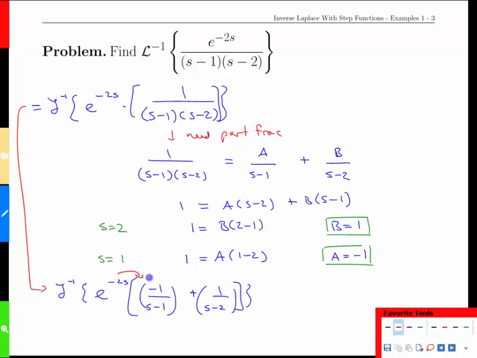And then what we're going to do is distribute that exponential into both terms. So we're going to have the inverse Laplace of e to the negative 2s, 1 over s minus 1, plus, since the inverse is linear, so we can do it separately, e to the negative 2s, 1 over s minus 2.